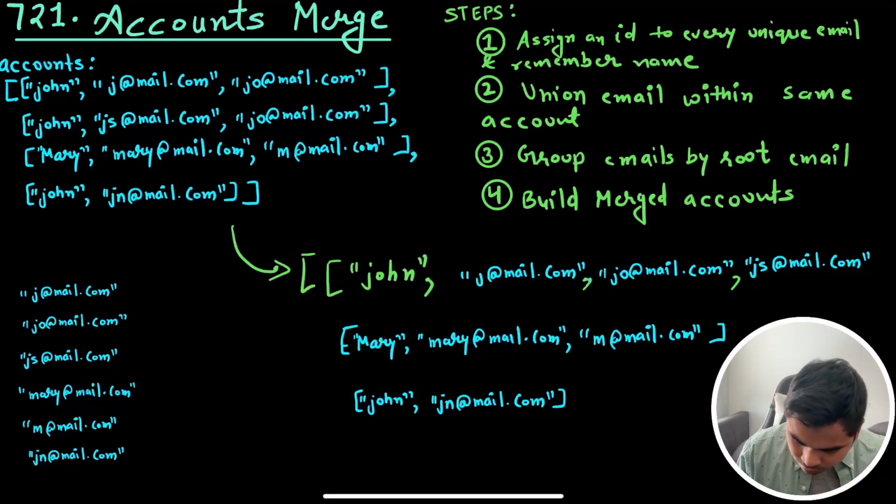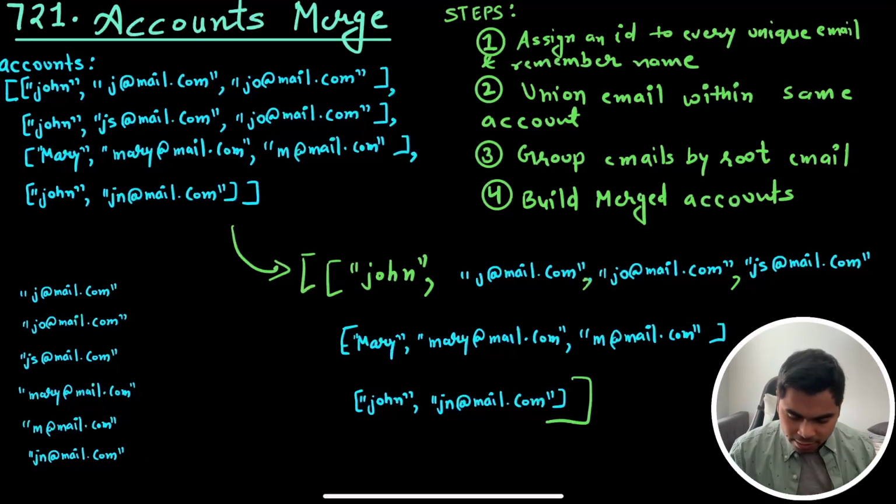So this right here, guys, will be the answer. This is what we need to do. This is what we need to return. That is my answer. So there are basically 3 unique accounts that we have.